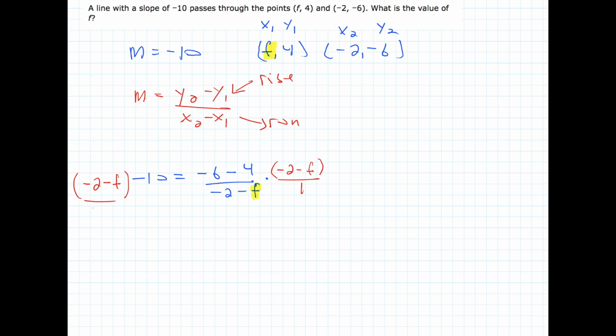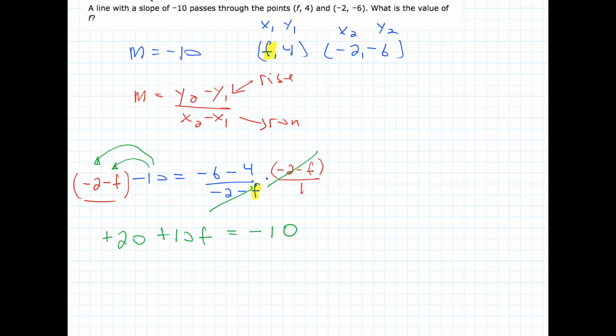All right, so wipe out the right because that was the point, and we're going to distribute the negative 10 on the left side of the equal sign. So we're going to do negative 10 times negative 2, which is positive 20. Then negative 10 times negative f, which is positive 10f. So that's really just 20 plus 10f, equals negative 6 minus 4, which is negative 10.